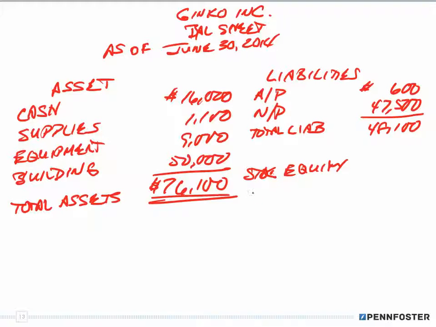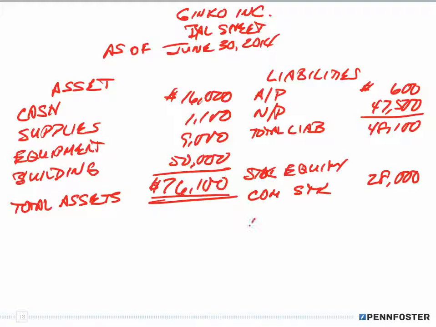Now, for stockholders' equity, we only have one account, common stock, and that amount was 28,000. This is why I could use single step here, because I only have one account for the stockholders' equity. I don't have to do another mathematical calculation.